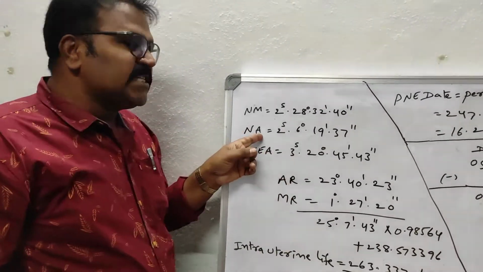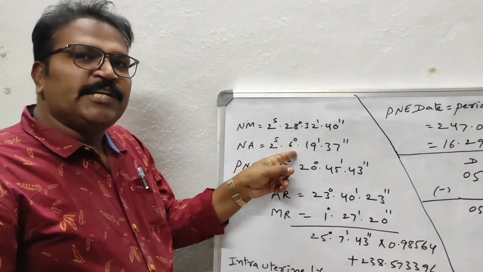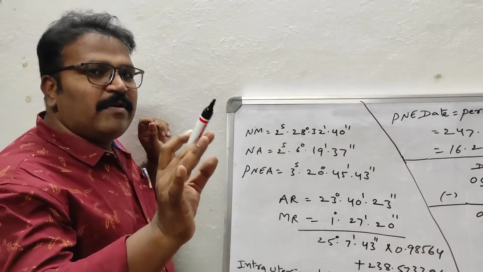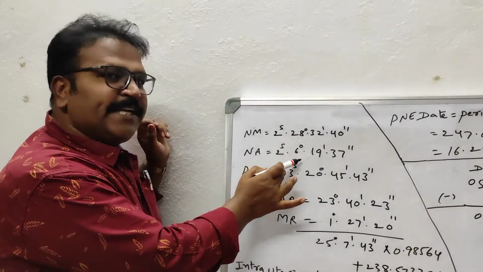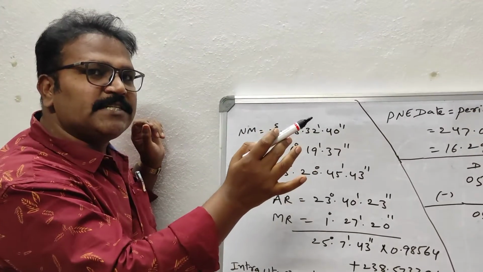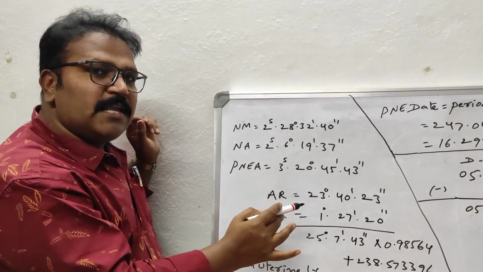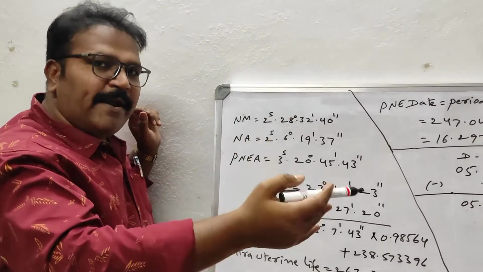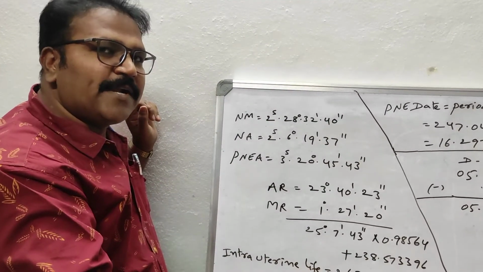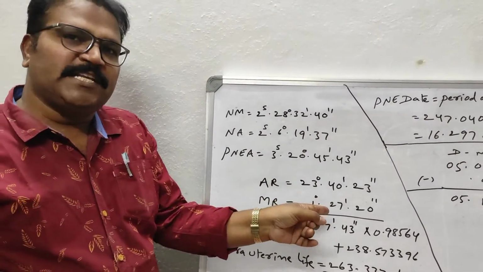The ascendant degree should be subtracted from 30 degrees. Then we get AR, the ascendant remainder. Like that, MR means moon remainder. The moon's degree should be subtracted from 30 degrees, and then we get MR. So here AR is this many degrees, MR is this many degrees.